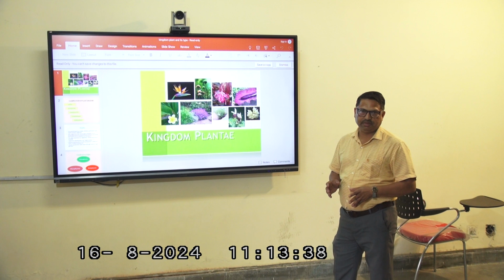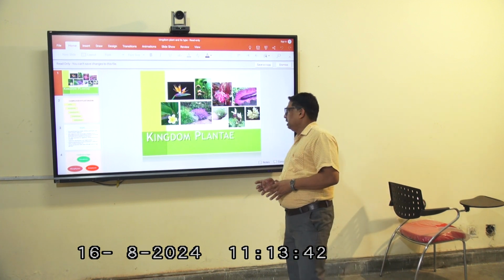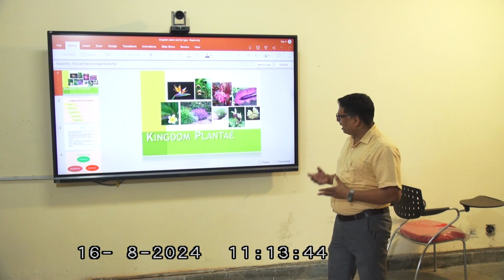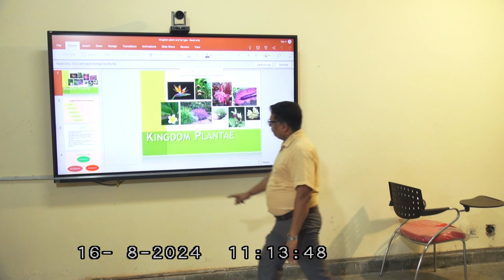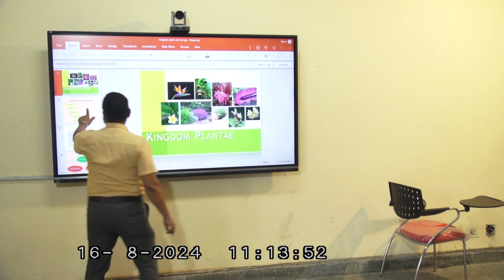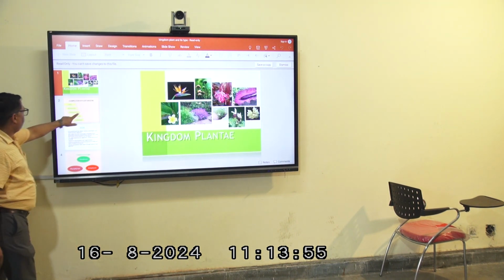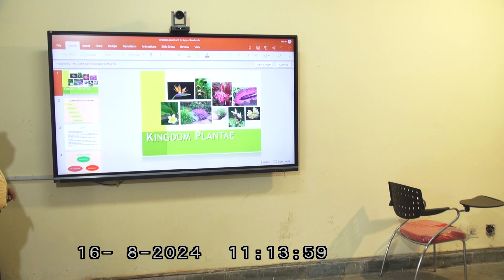So plants play a very significant role in biology. So today we will talk about the role of plant science in biotechnology. As the first slide indicates, this is the classification of the plants in the form of algae, bryophytes, pteridophytes, gymnosperms.